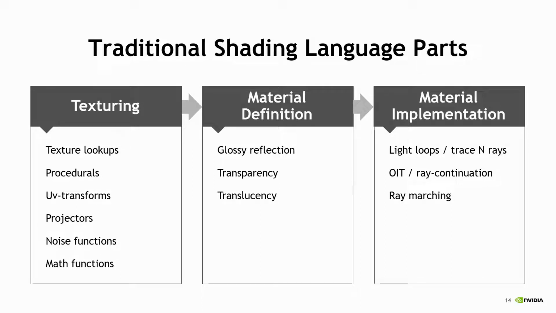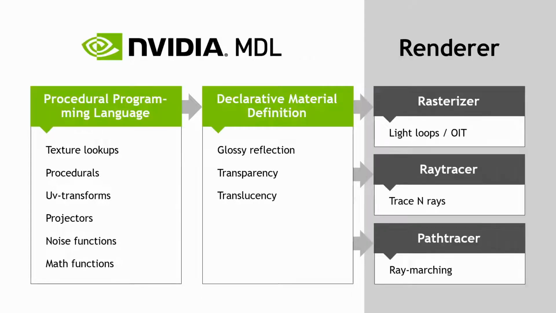So if you have something like a glossy reflection, you might basically do something like an environment lookup, or you might trace n rays depending on what kind of renderer you have. Similarly for shadows, you might use shadow maps or ray traced shadows. And for transparency, you might sort polygons, or you might use ray continuation to evaluate that. This is not portable. So in MDL, we basically said we define the part that is portable, and we have a procedural programming language that you can use for texturing with full programmability.